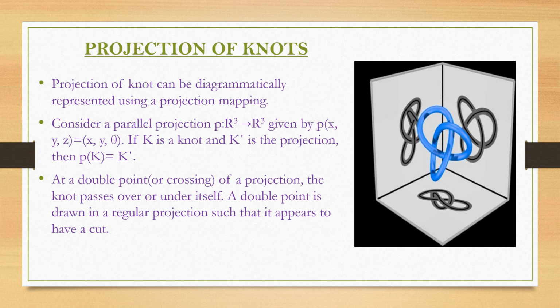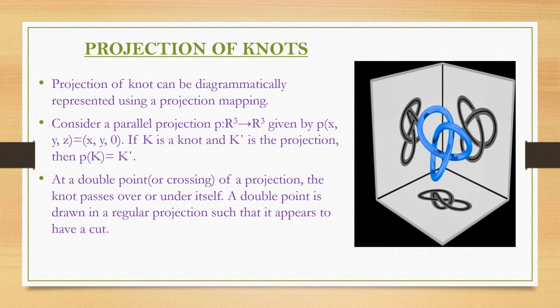If you observe the figure situated along with this, you can say that a trefoil knot has more than one projection. You can project a knot to XY plane or YZ plane or XZ plane. It doesn't matter, it gives you different projections. So from here you can conclude that a knot can have more than one projection as the parallel projection, but the function changes.